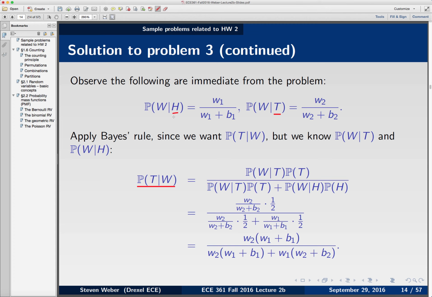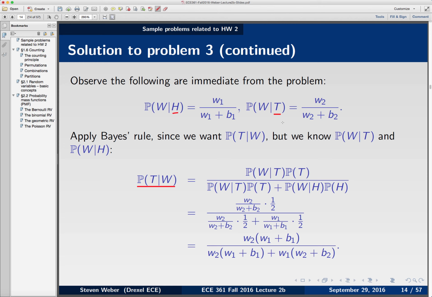In particular, if heads is showing, then the probability that a white ball is selected is simply the fraction of white balls in urn 1, because we know we select from urn 1 on a head. Alternately, if the coin shows a tails, the probability of a white ball being drawn is simply the fraction of white balls in urn 2, because we know we draw from urn 2 on a tail.